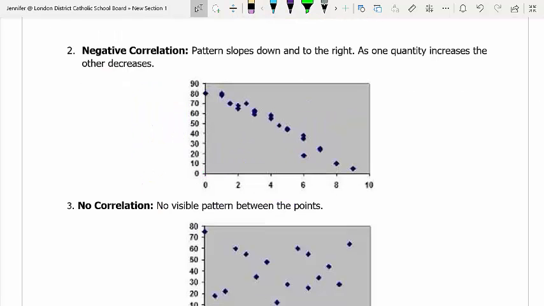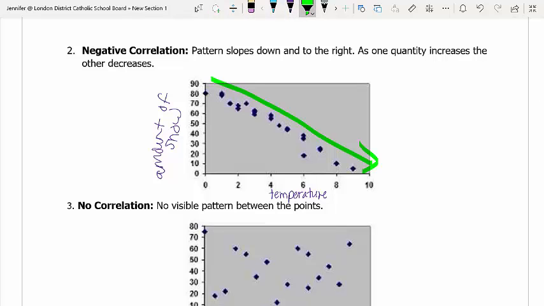A negative correlation is the opposite. This is a type of correlation where the points go down and to the right. So as you read the graph from left to right, the points go down and to the right. So as one quantity increases, the other decreases. An example of a negative correlation would be graphing the amount of snow for a given temperature, right? As the temperature increases, so as it gets warmer out, the amount of snow decreases because it would melt at higher temperatures.